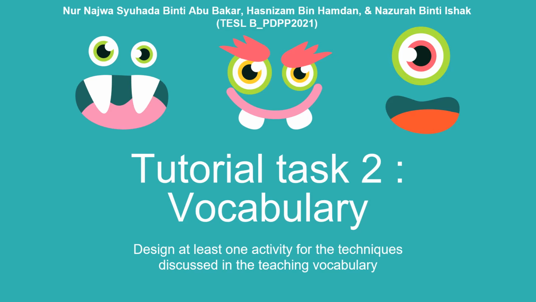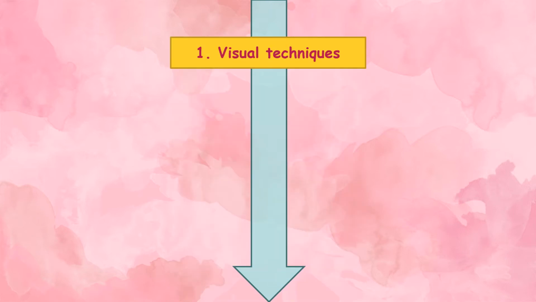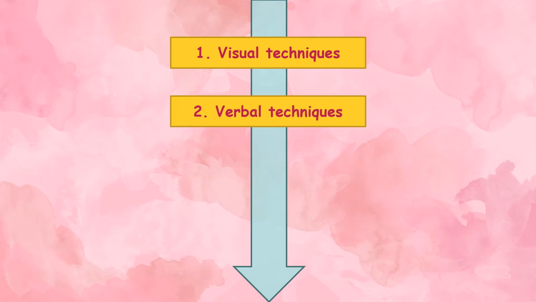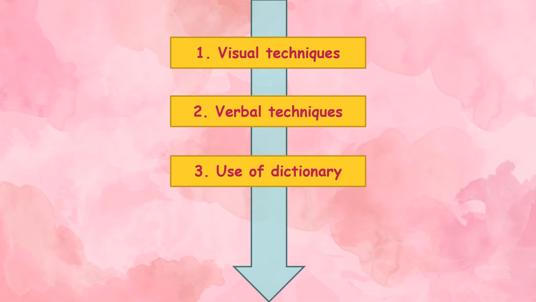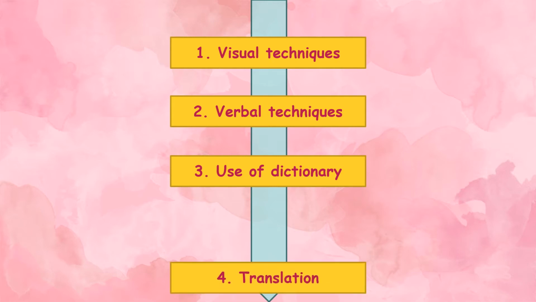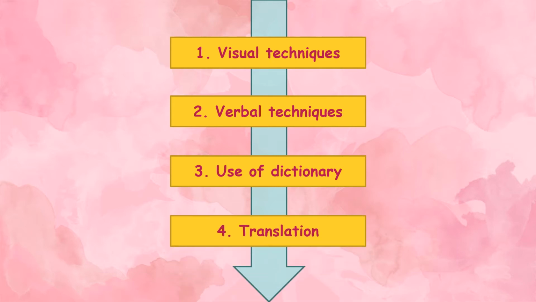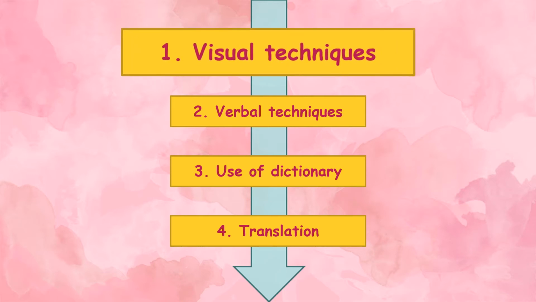We chose Tutorial Task 2 under Vocabulary, whereby we have to design at least one activity for the techniques that have been discussed in class on Monday, August 2nd last week. There are 4 different techniques involved in teaching vocabulary, namely, number 1, using visual techniques, number 2, using verbal techniques, number 3, using the dictionary, and number 4, using translation method. For this particular presentation, we'll be focusing on the first technique, which is using visuals to teach vocabularies.